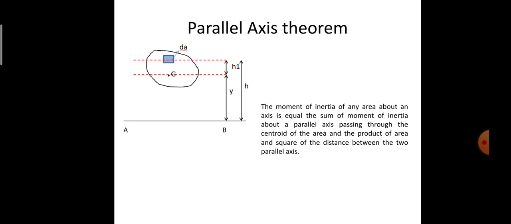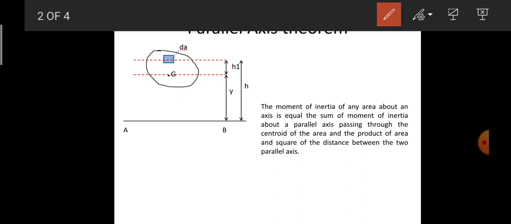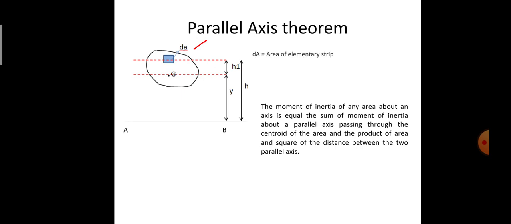Here I have considered an irregular shaped structure whose centroid is G. I have also considered an elementary strip whose area is dA. Here dA is the area of the elementary strip and G is the centroid of the irregular plane, and Y is the distance between the CG axis of the overall structure and the reference axis AB. I have assumed the reference axis as AB.